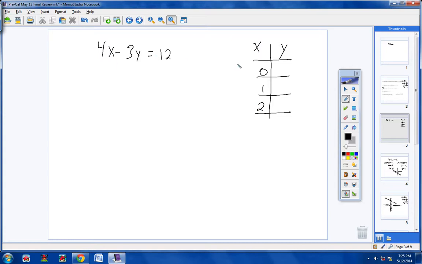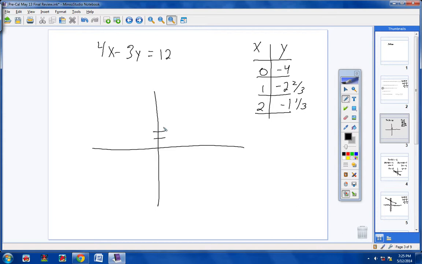If you put a 0 in for x, you'll get out negative 4. If you put a 1 in for x, you will get negative 2 2/3. And if you put a 2 in for x, you'll get negative 1 1/3. Now I did that pretty quickly in my head, but I believe that's correct. And so now let's go ahead and plot those points. Let me go and get my tick marks up here very quickly.